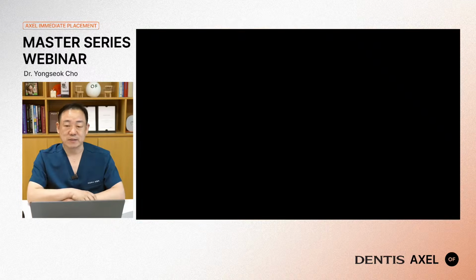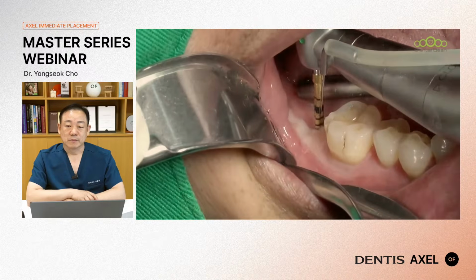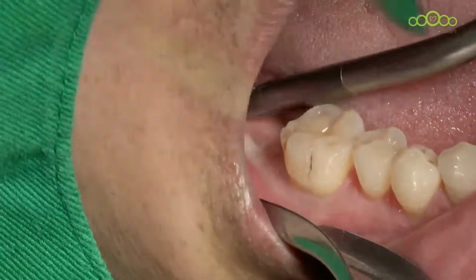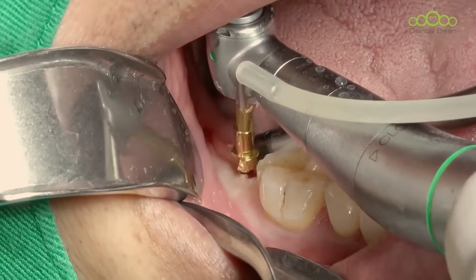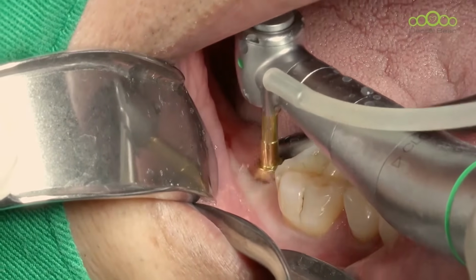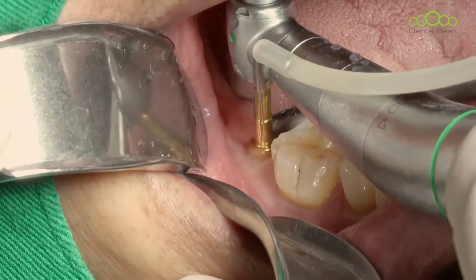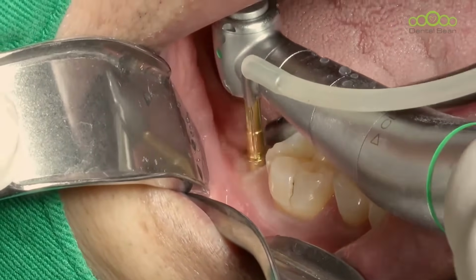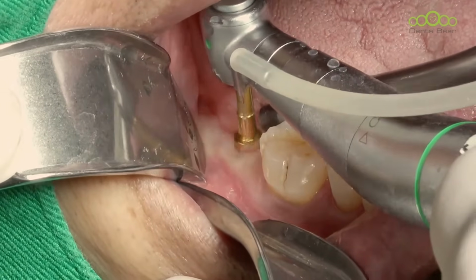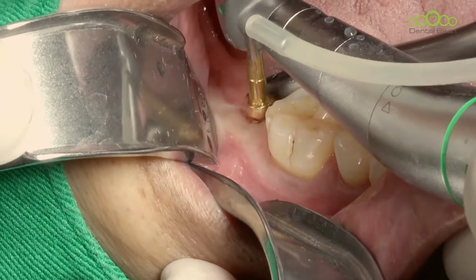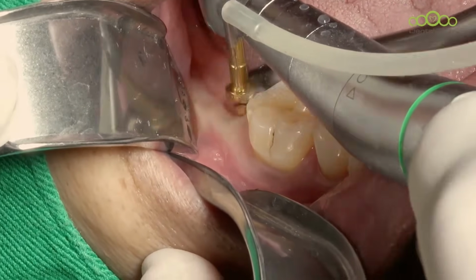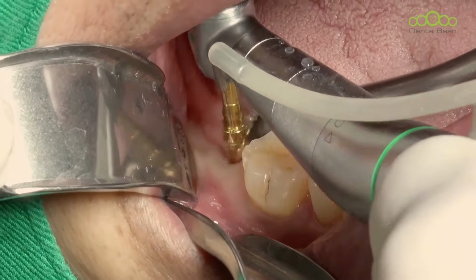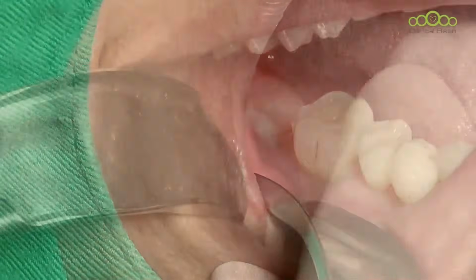Look at the video of this case. It is flapless surgery. So mark the entry point about 5 millimeter distal from the number 6 gingival margin. And I touch the apical bone. It looks like normal bone density or even a little bit hard bone. Anyway, I touch the apical portion.